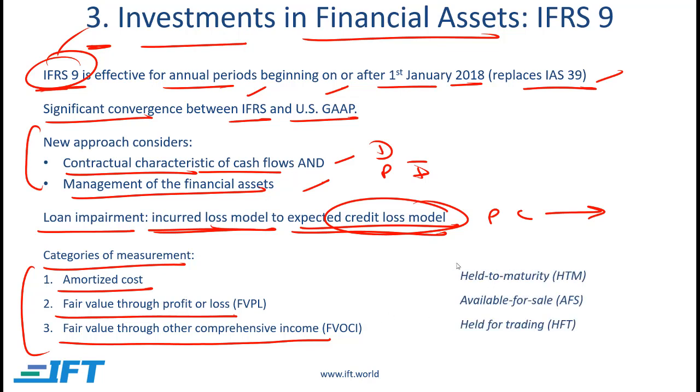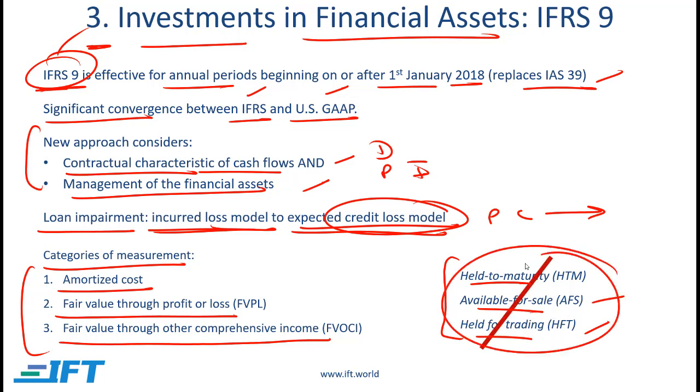The terminology used in the past is shown over here. We had held to maturity, available for sale, held for trading. Available for sale and held for trading are not mentioned in IFRS 9. You might still see these terms in old textbooks, but for our purposes, we are not going to be using these terms anymore.